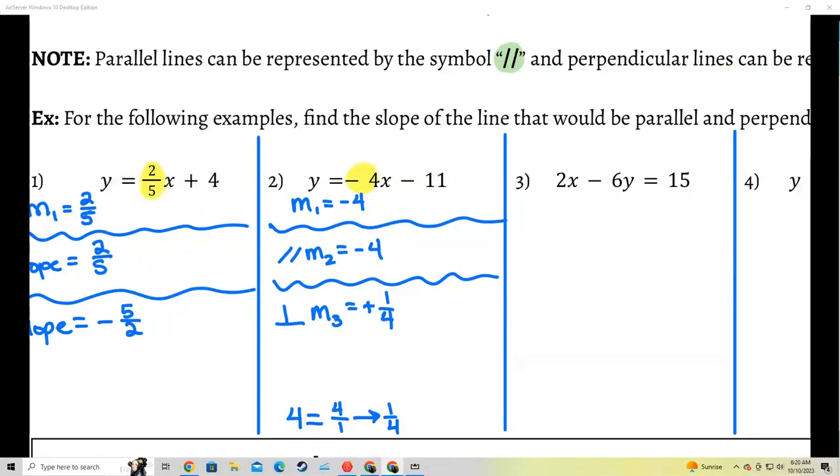So the perpendicular slope would be 1 over 4. Okay. Yeah, opposite reciprocal of -4 is positive 1 over 4. And that would be it.